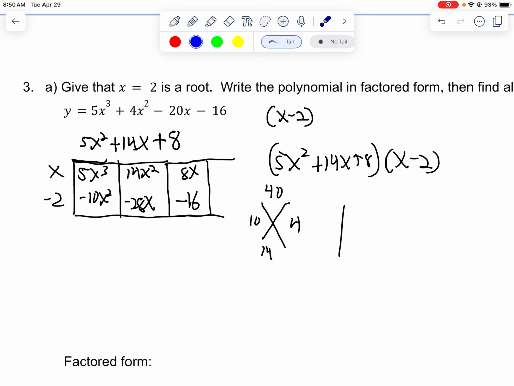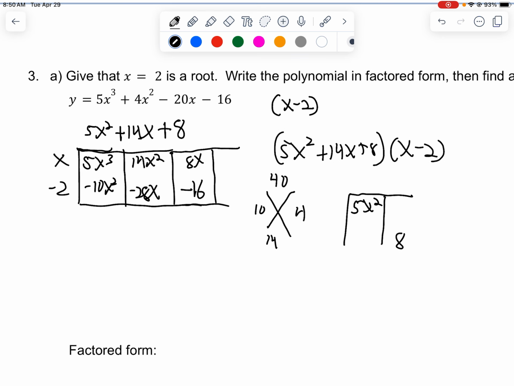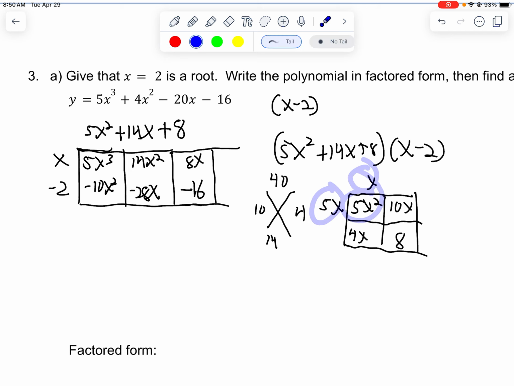So we draw a box, and we put our first term here. We put our last term here. And then we just put 10x and 4x here. Okay. And we go, okay, 5x squared, 10x. We can pull a 5x out. This would be an x. 5x times, and now it's very much the same thing, right? 5x times x gives you 5x squared. What do we multiply 5x by to give us 10x? And that's going to be plus 2.